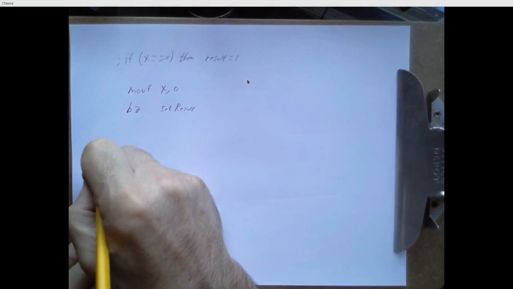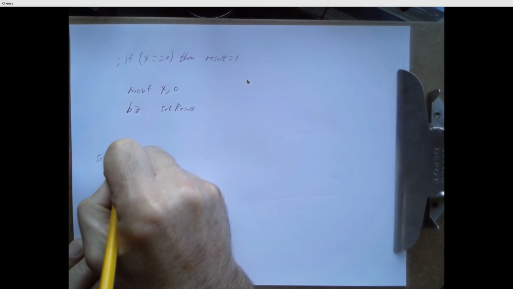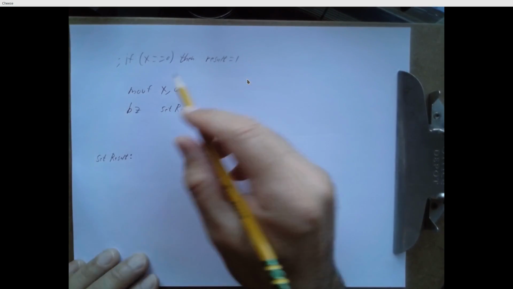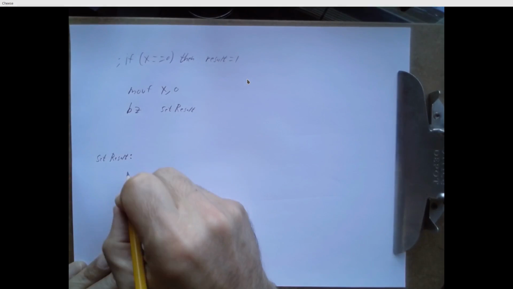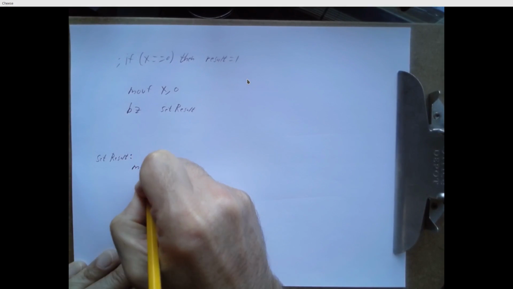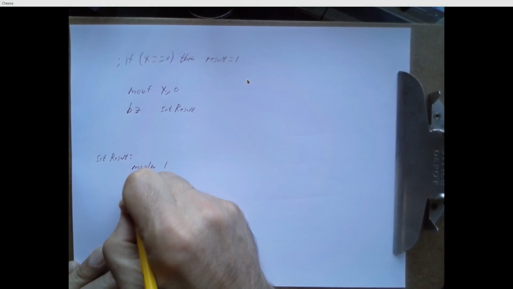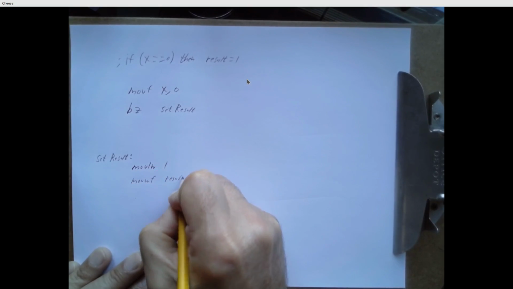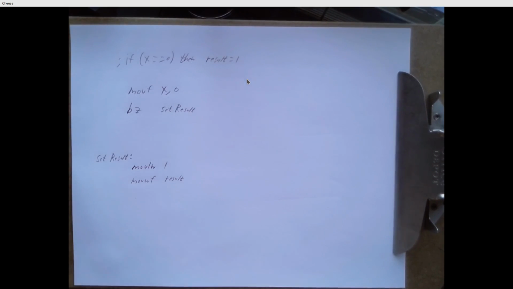And then down here I'll put my label, set result, with a colon after it. And I'll do what I want to do if X was equal to 0, which is set result equal to 1. So how do I do that? Well, we need two instructions. Move the literal value 1 into the W register, and then move W into the file register called result. And that's our code, right? This is our solution that we would turn in on a homework or something like that.